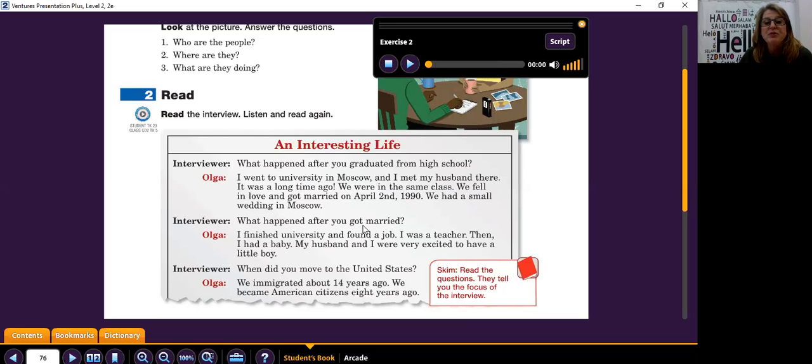What happened after you got married? I finished university and found a job. I was a teacher. Then I had a baby. My husband and I were very excited to have a little boy. When did you move to the United States? We immigrated about 14 years ago. We became American citizens 8 years ago.